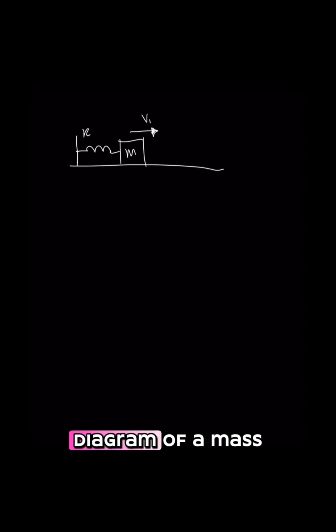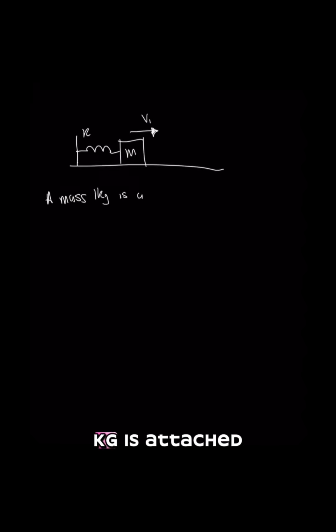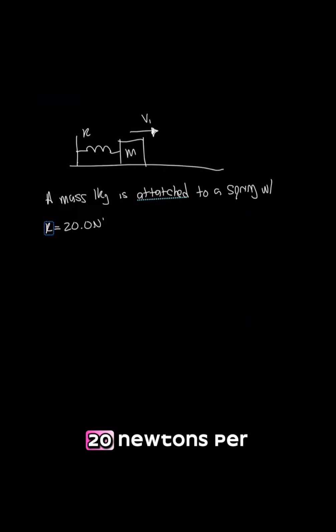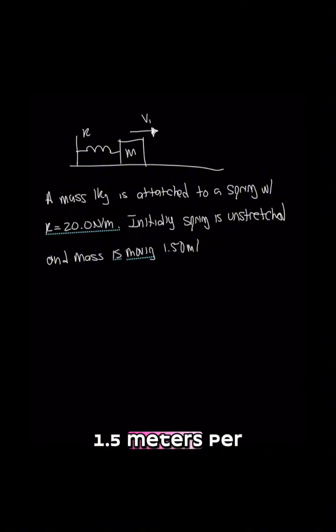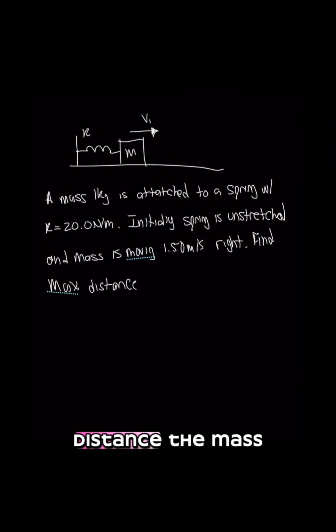Alright, so let's say you're given this diagram of a mass with initial velocity on a spring. The question says a mass of 1 kilogram is attached to a spring with k constant 20 newtons per meter. Initially, the spring is unstretched and the mass is moving at 1.5 meters per second to the right. Find the maximum distance the mass will move to the right.